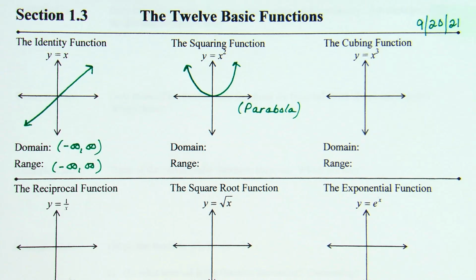What kind of domain? How far left, how far right does this graph go? Yeah, as that graph is going up, it's going infinitely out. And so my domain is negative infinity to positive infinity. Range. How low and how high does this graph go?